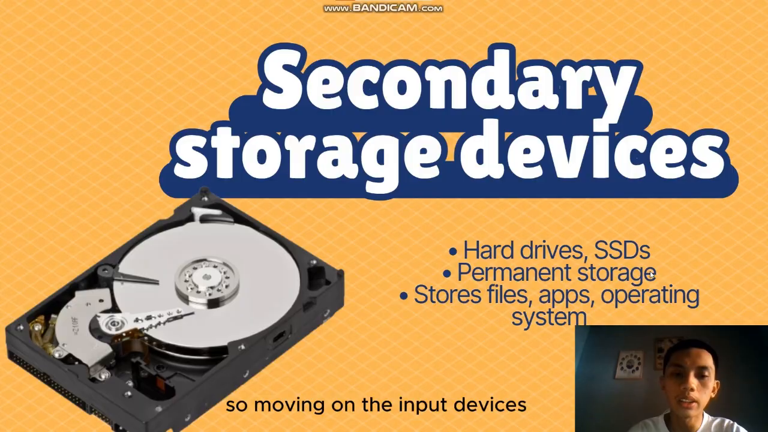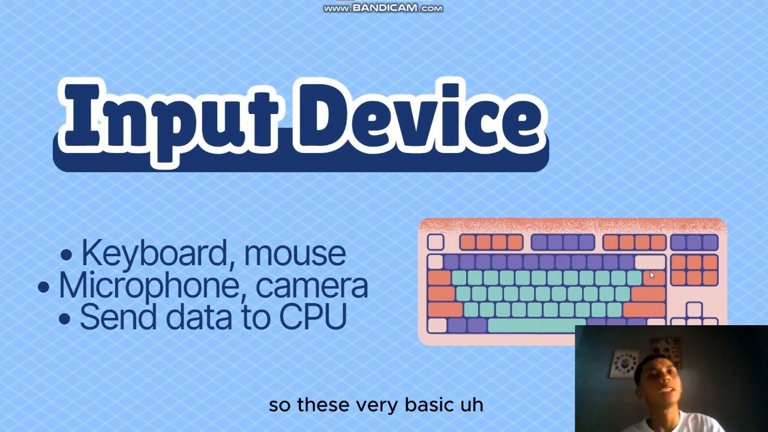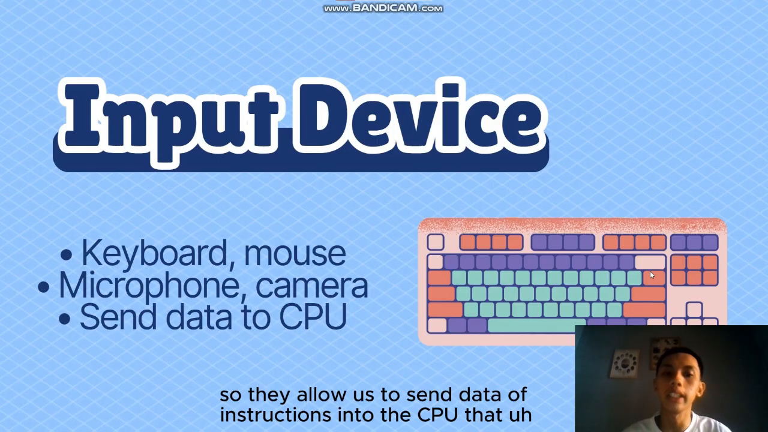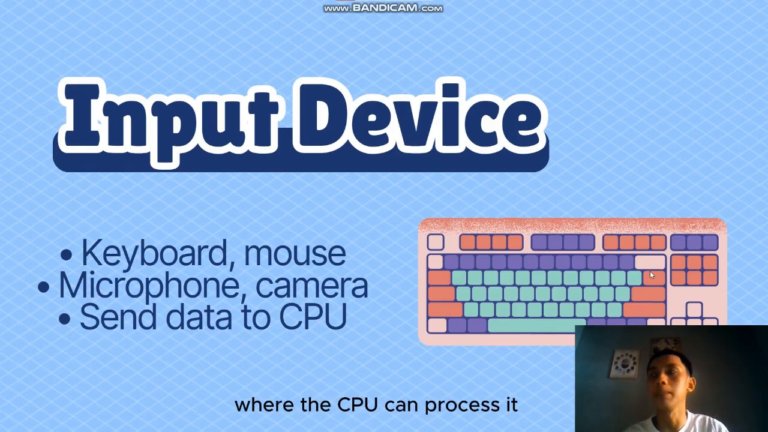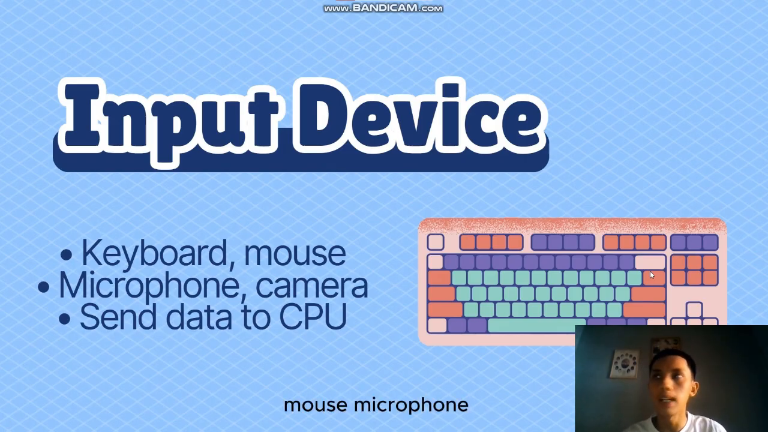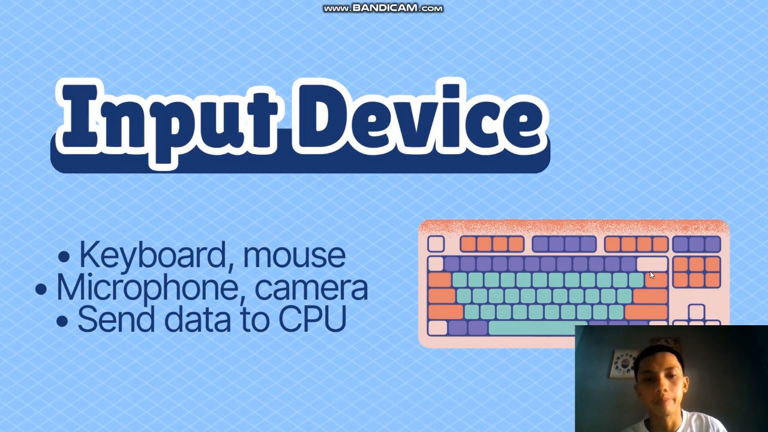So moving on, the input devices. These are very basic. These are the devices that help us communicate with the computer. They allow us to send data or instructions to the CPU, where it can process them. For example, the keyboard, mouse, microphone, and camera. Those are examples of input devices.